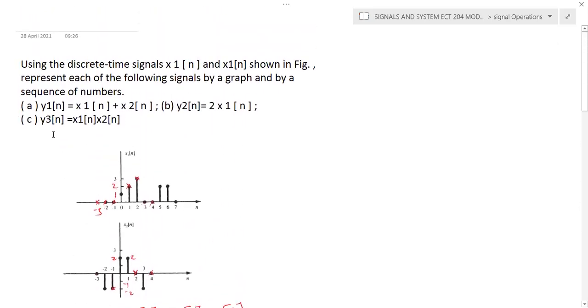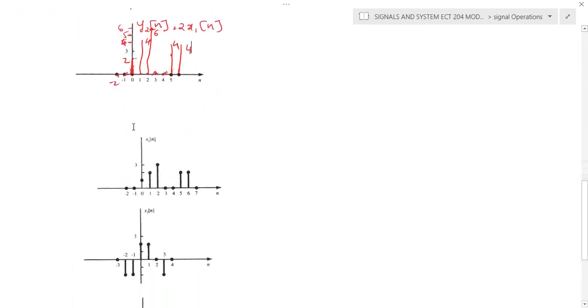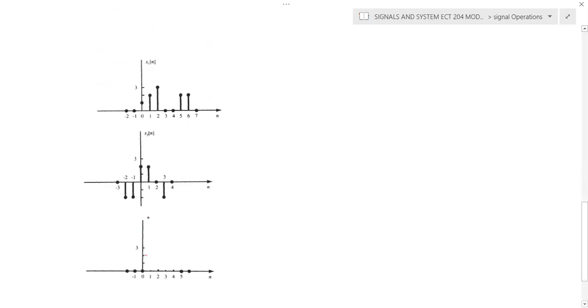Now we'll discuss the third question, y3 of n, which is x1 of n into x2 of n. So now we need to multiply these two signals. So y3 of n is equal to x1 of n into x2 of n. So we need to multiply the corresponding values. So at minus 3, it will be 0. At minus 2, here it is 0. So we will get 0. Here also 0. At 0, here the amplitude is 1 and here the amplitude is 2. So 1 into 2, you will get 2.